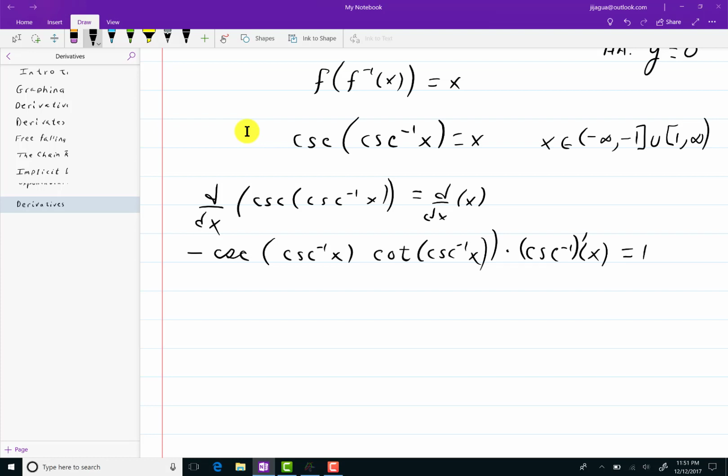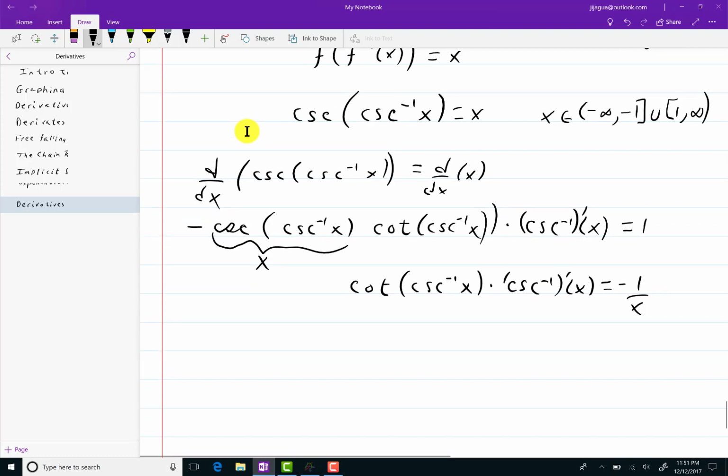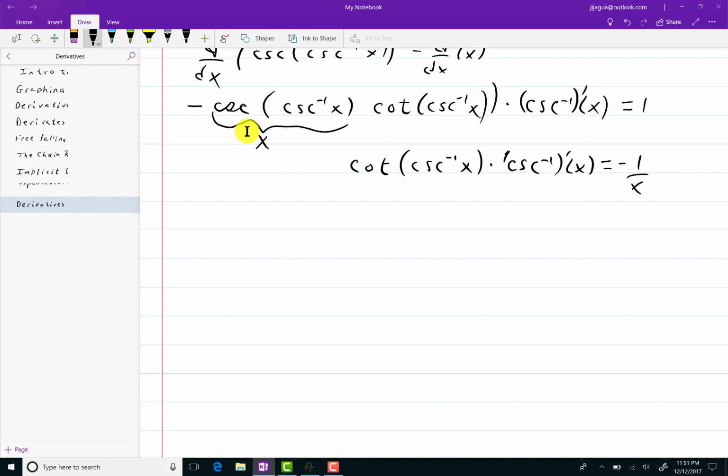Now this piece is really simple here. Cosecant of cosecant inverse is just x. So I can simplify this a little bit by dividing by negative x. Okay, and as I always do, I'm going to try to figure out some sort of an algebraic expression for this piece here. So like we did in all the other problems, I will let theta equal cosecant inverse of x. Now you need to be a little careful here.